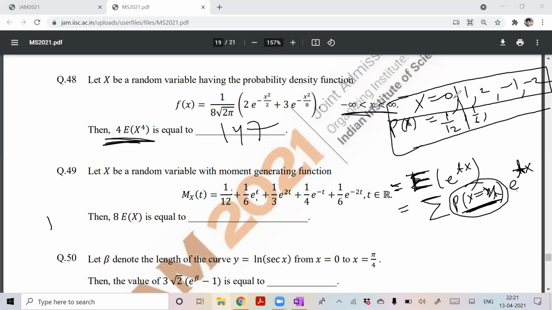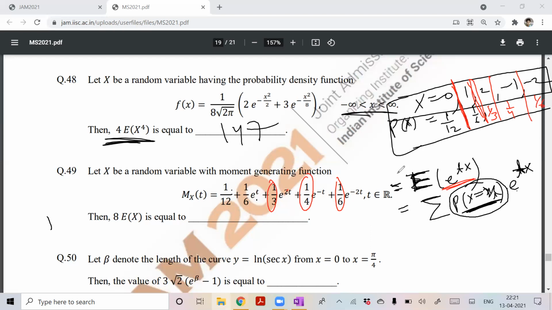Okay, so mind it. At 0, probability is 1 by 12. At 1, probability is 1 by 6. At 2, probability is 1 by 3. At minus 1, probability is 1 by 4. And at minus 2, probability is 1 by 6. Just coefficients. So you need EX. Now you need EX. It was expectation of e raised to power tx.